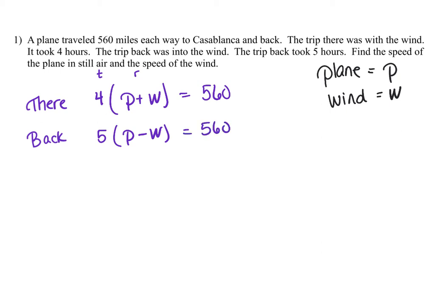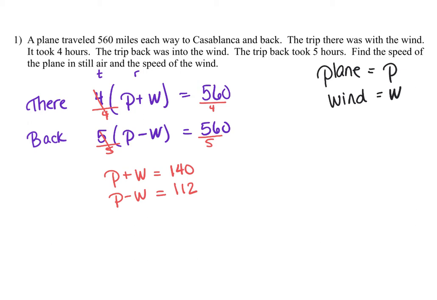And here's where you want to go ahead and divide. Divide out that 4, divide out that 5. So divide both of these here. So we're going to get P plus W. That's going to equal what? Right. And then we're going to divide this guy out. P minus W is going to equal what? Right. All right. And then it's actually set up for us to go ahead and add, right? We don't have to do anything to this one. We can just add straight down.